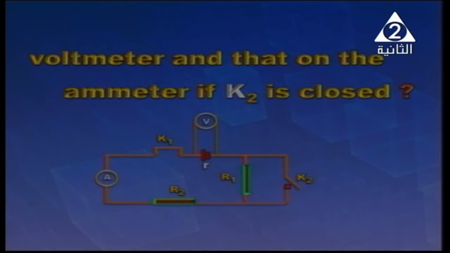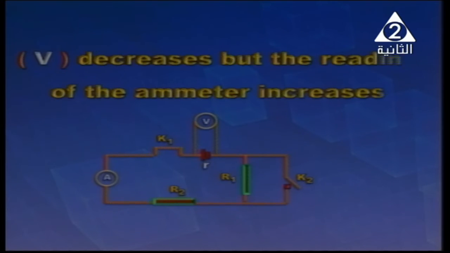And what about the reading on the voltmeter? The voltmeter reads the terminal voltage. And what about the terminal voltage? It is inversely proportional to the current. The current increases, terminal voltage decreases. Let me say it again: V decreases, the reading of the voltmeter decreases, but the reading of the ammeter increases. Once again, when the switch is closed, we are actually disconnecting R1, so we are decreasing the resistance. Current increases. When current increases, terminal voltage decreases.